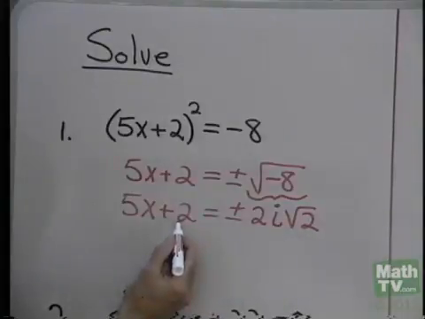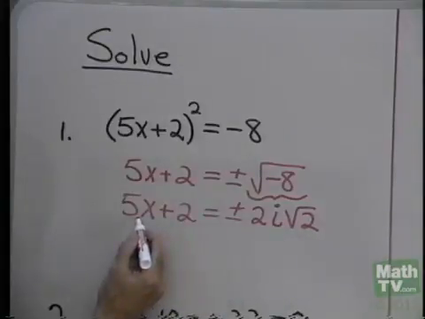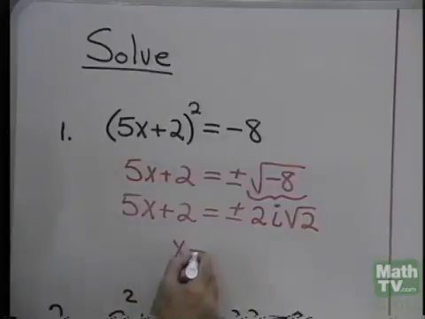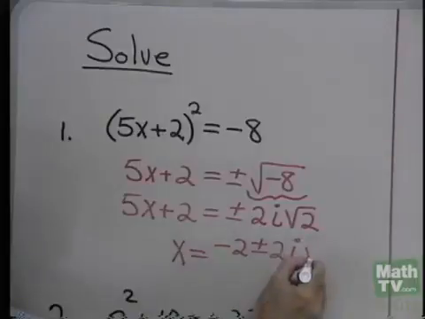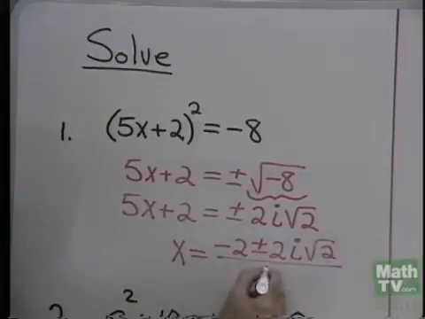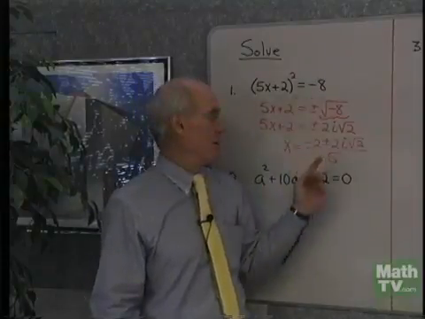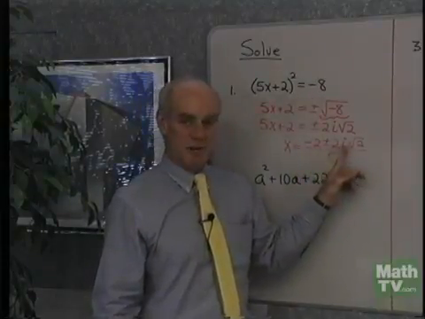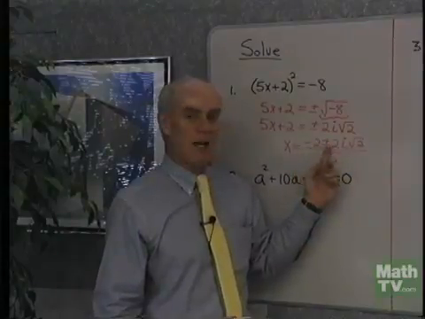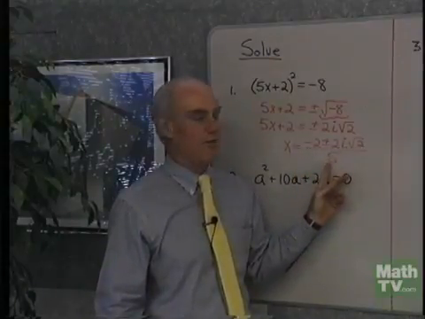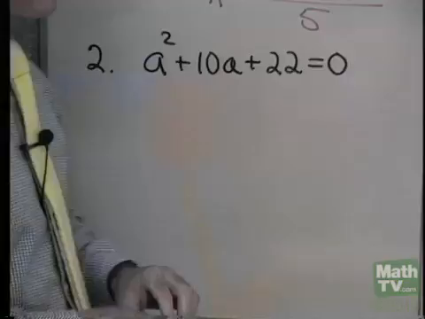Now I'll simply add negative 2 to both sides and then divide both sides by 5. That will give me x equals negative 2 plus or minus 2i square root 2, all divided by 5. And these are my two solutions to this equation: negative 2 plus 2i square root 2 divided by 5, and the other solution is negative 2 minus 2i square root 2 over 5. Let's look at our next problem.